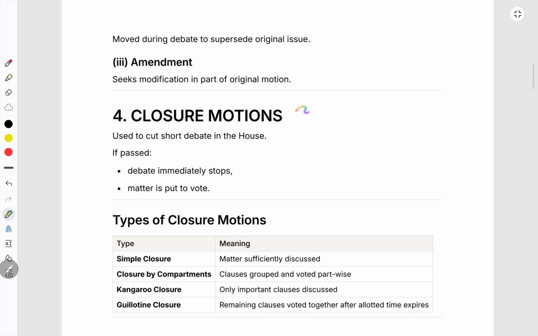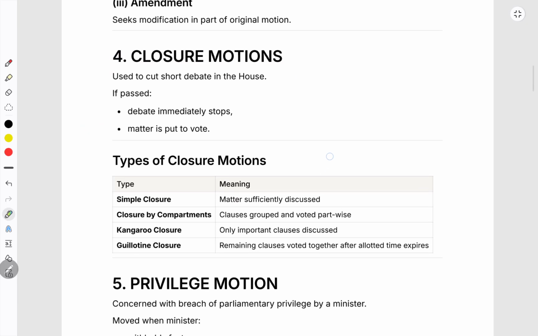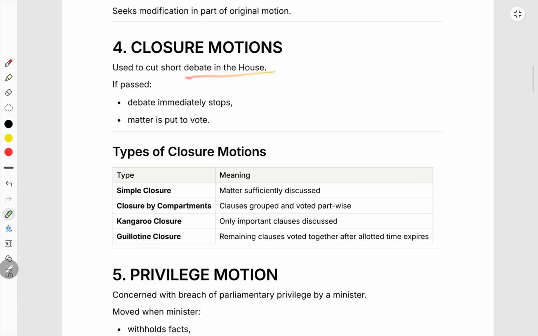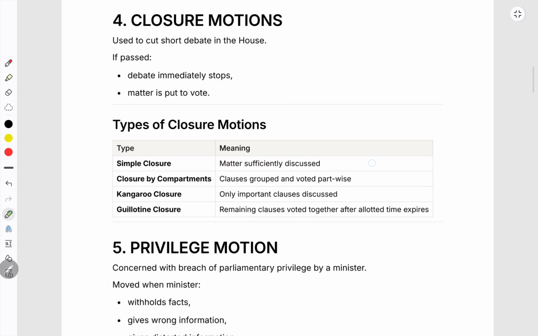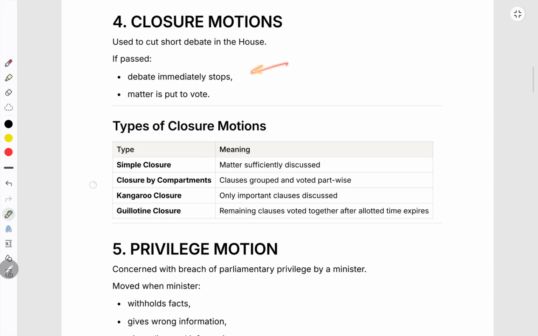Now coming to another procedure, another device basically, which is the closure motion. Closure motion is used to cut short debate in the house. If this motion is passed, then the debate immediately stops and the entire matter is put to vote. So there are different types of closure motions. First is simple closure. Simple closure is when the matter is sufficiently discussed, so the matter is closed and put to vote.